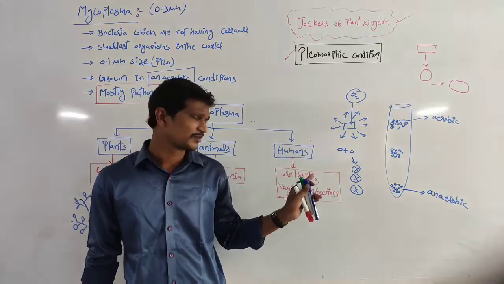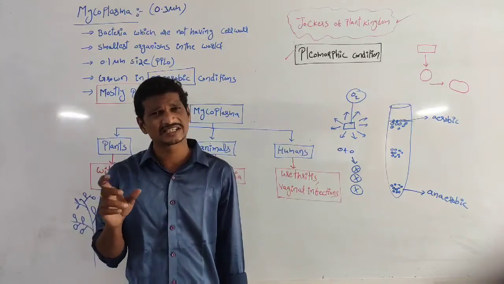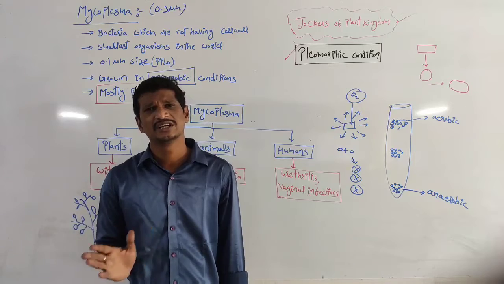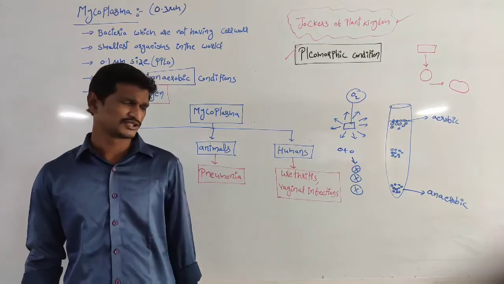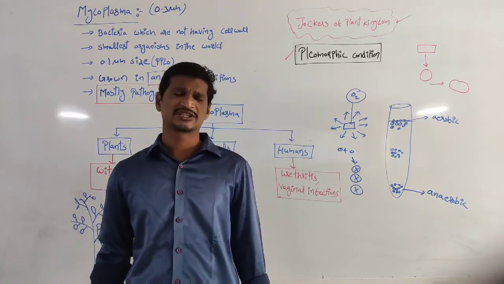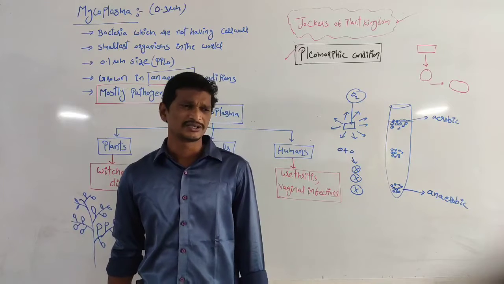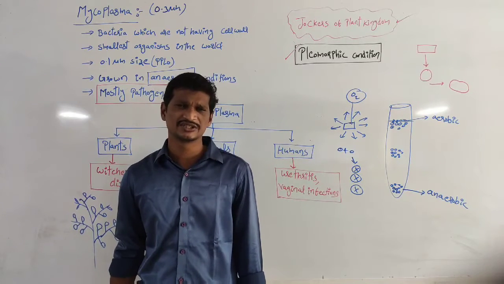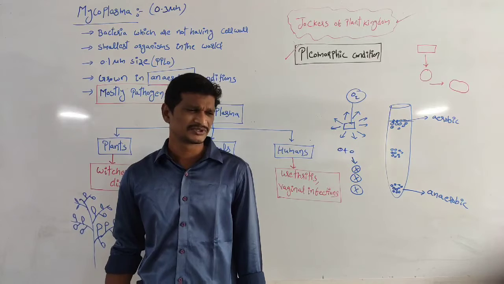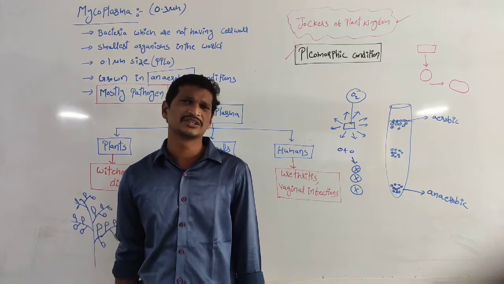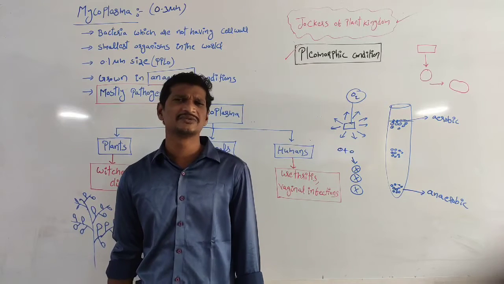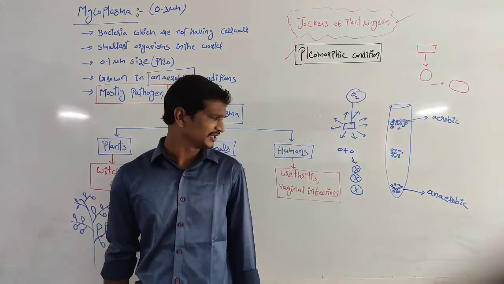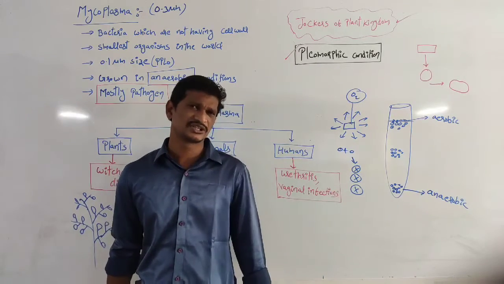So by these mycoplasma bacteria, urethra destruction takes place. Once the urethra destruction takes place, the passage of urine is very painful when the person has the urethritis disease. When passing urine, the person gets very severe pain. So that disease is called urethritis.